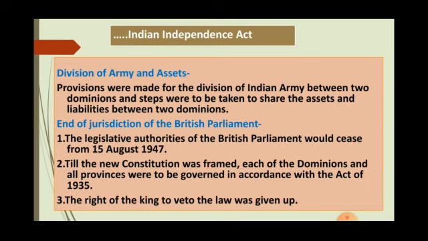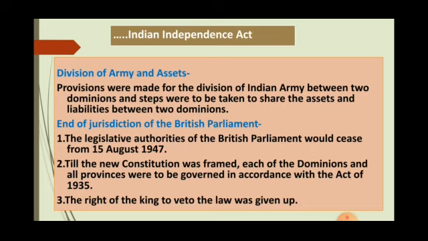The next provision is related to the division of army and assets. Once the country is divided into two dominions, the assets and liabilities of the country should be divided. So, provisions were made for the division of the Indian army between the two dominions, and steps were to be taken to share the assets and liabilities between the two dominions. As per the size and population of both dominions, the army, assets and liabilities were divided.